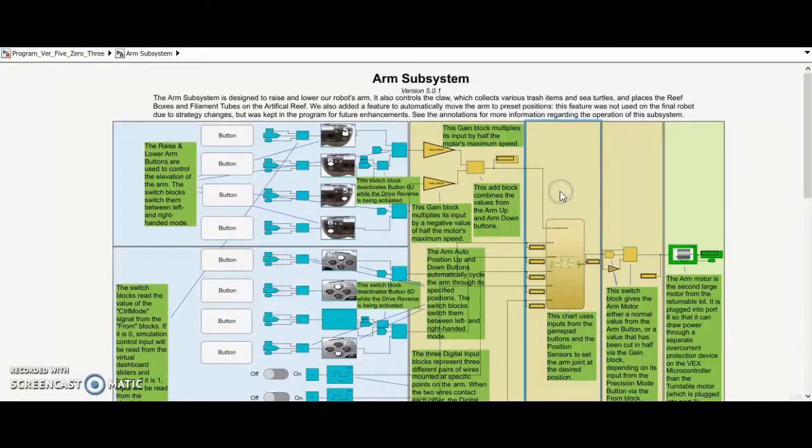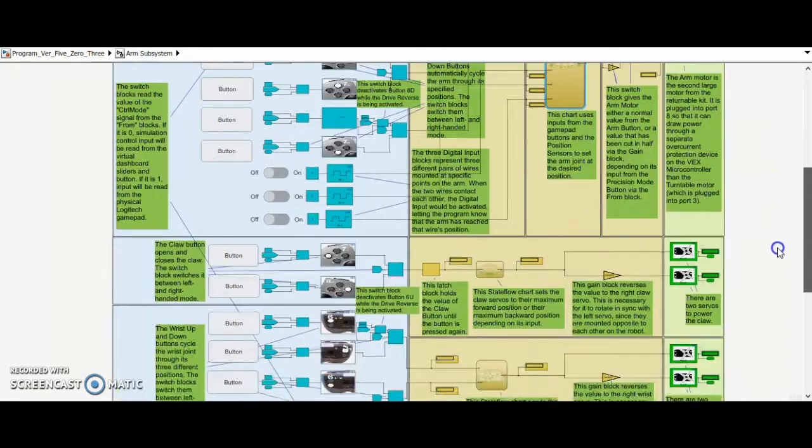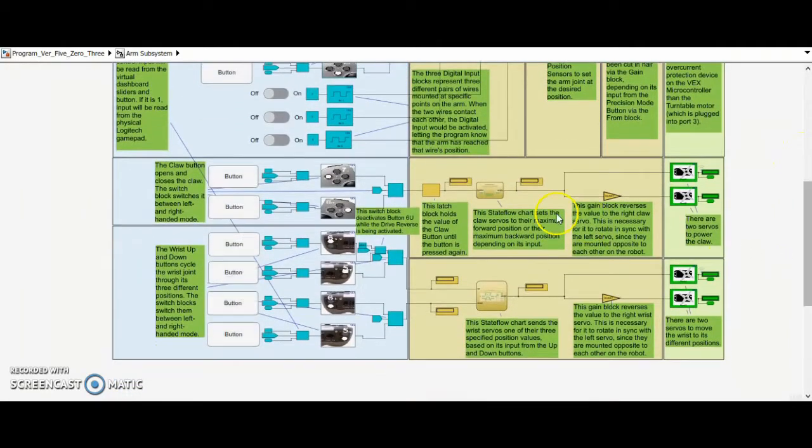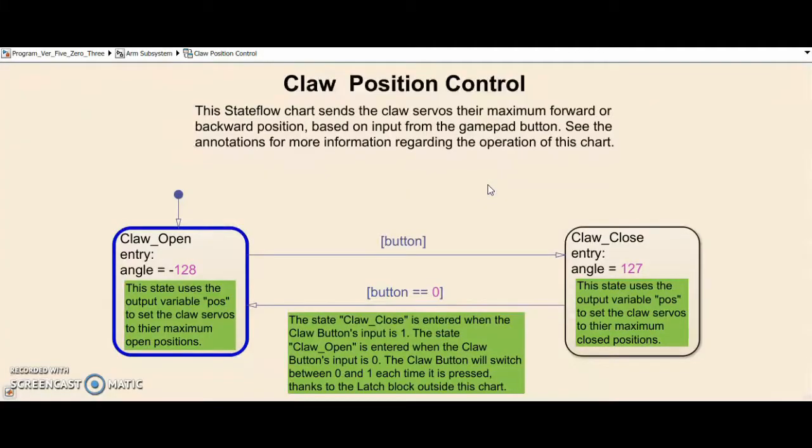Additionally, we added a function that used electric wire sensors to automatically move the arm to predetermined positions. This feature was not implemented on our final robot due to strategy changes, but was left in the Simulink model for future enhancements. Our robot's claw is powered by two servos. A state flow chart based on the input of a single button toggles between the claw's open and closed positions.